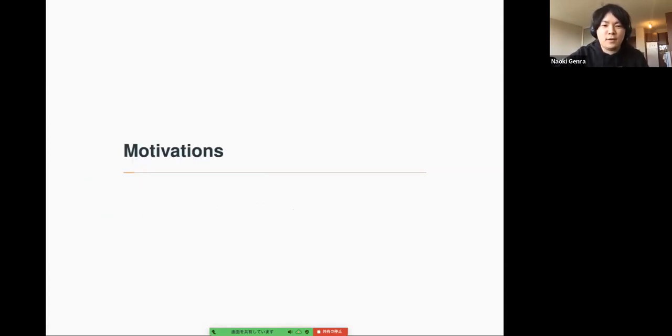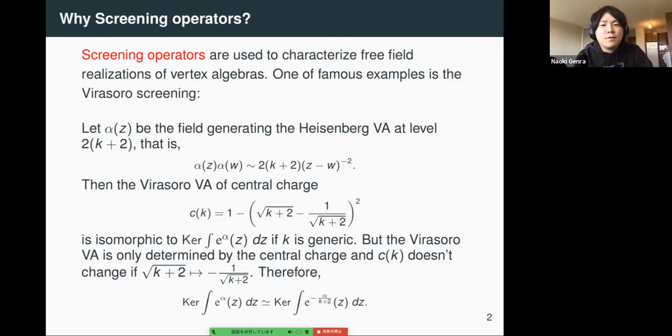So first I talk about motivations. Why screening operators? Screening operators are used to characterize some free field realization of vertex algebras. One of the famous examples is the Virasoro one. So you consider alpha(z). This is a Heisenberg field at the level 2k+2, a little bit different. In this case, you consider the Virasoro vertex algebra of central charge c_k. This is minus 6 (√(k+2) − 1/√(k+2))^2.